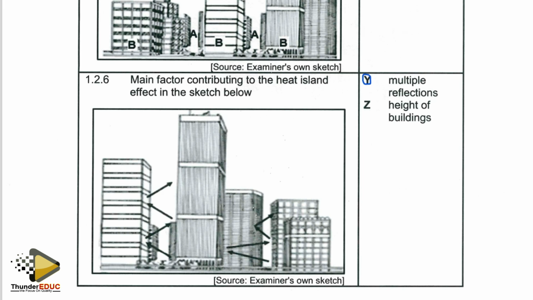Why Z is not correct is that the buildings are not of the same height, and if you check the reflections indicated here, they are even higher than some of the buildings on the extreme side. So we cannot qualify height of buildings to be the correct answer for that one.